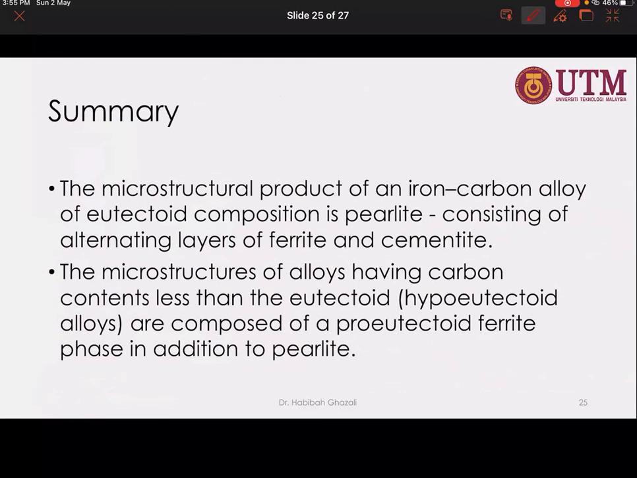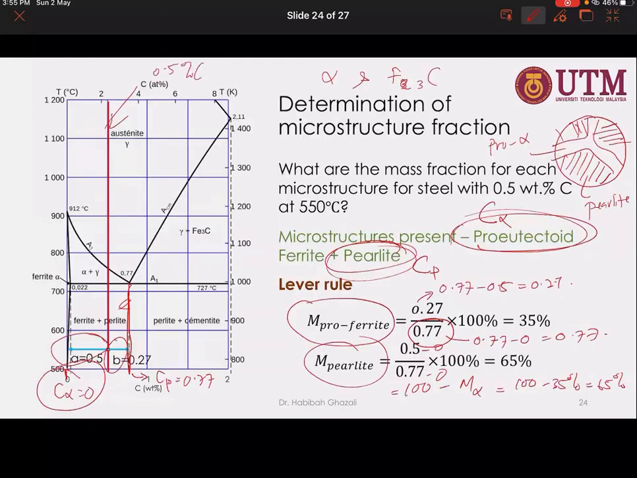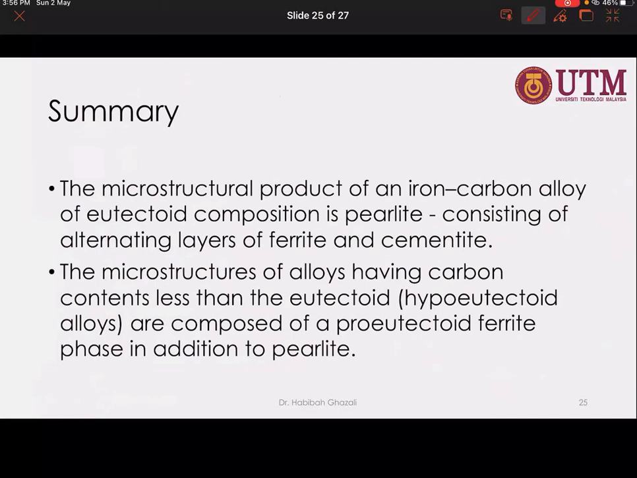Any question for this? I think this one is similar to the phase diagram exercise. You can refer to the lecture note of phase diagram if you don't understand this method. Okay, I think that's all for today.